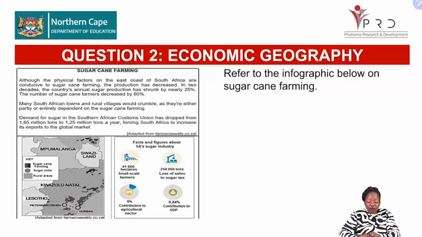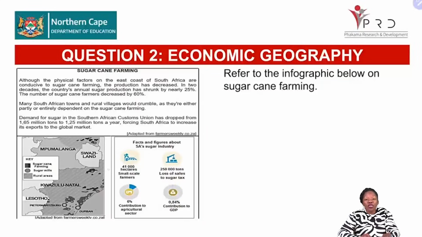You are also given the map where you will find the sugarcane farming. We are also given the key there in that map. There is sugarcane, where you will find the sugarcane as well as the sugar mills. Remember, the sugar mills become an industry, and then your rural areas. Then we also get given facts as well as figures about South Africa's sugar industry.